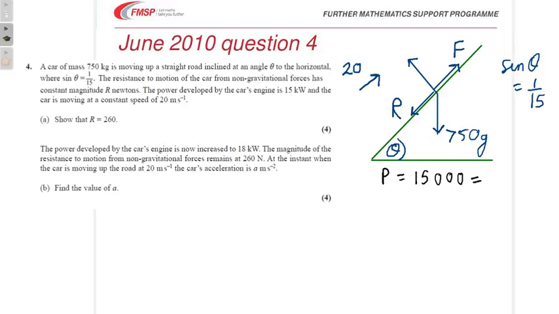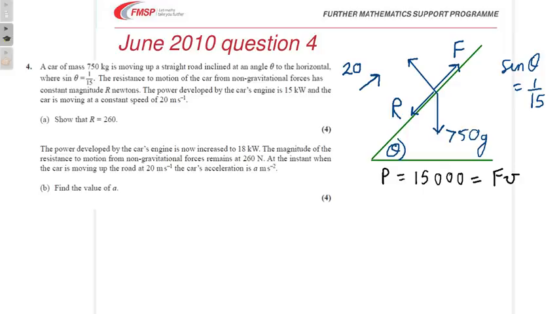The first thing you need to write down in a question on power for a moving vehicle is the relationship P equals FV, where F is the driving force of the vehicle and V is the instantaneous velocity. So at the moment we've got to show that the resistance is 260, and if you read the question carefully, we know it's going at a constant speed of 20. There's no acceleration. So, using P equals FV, we can find the driving force.